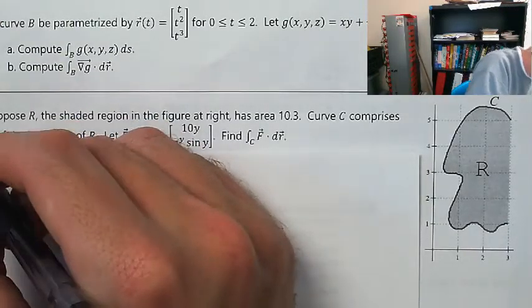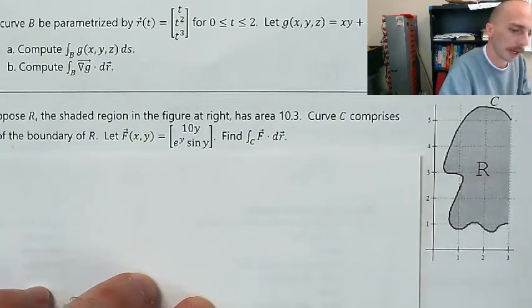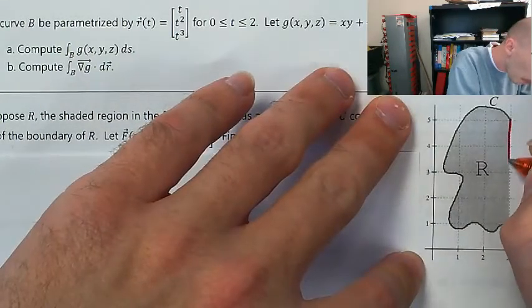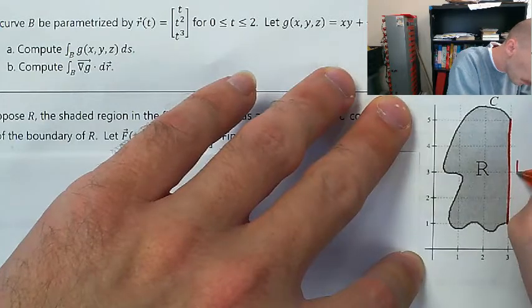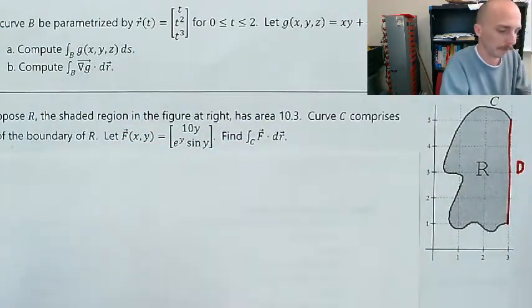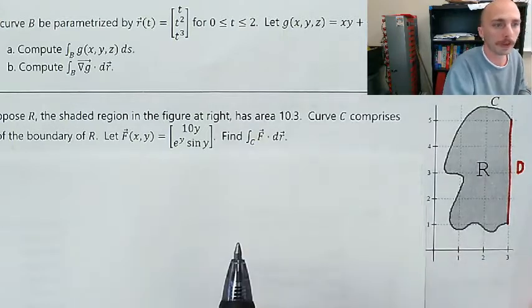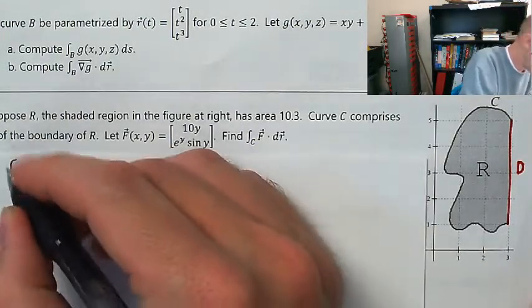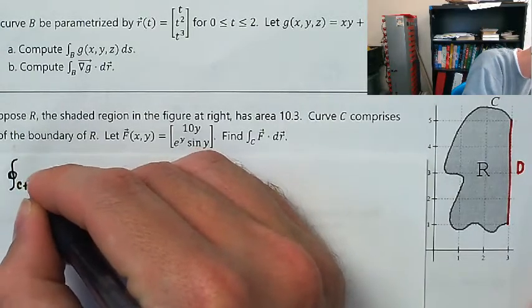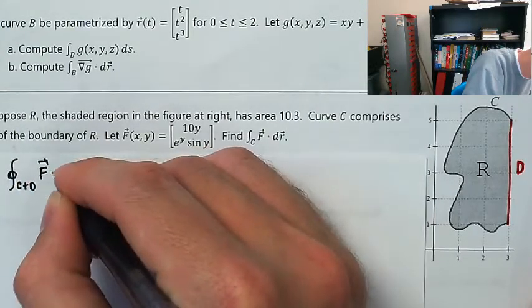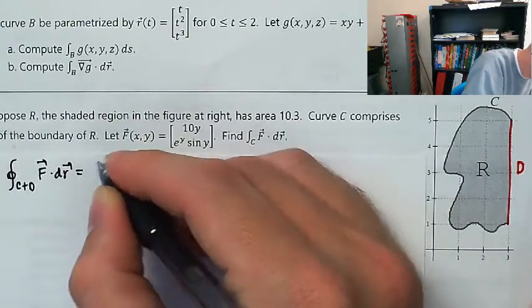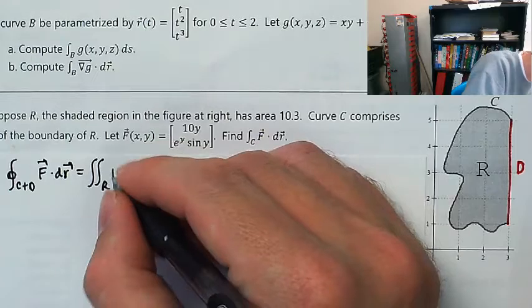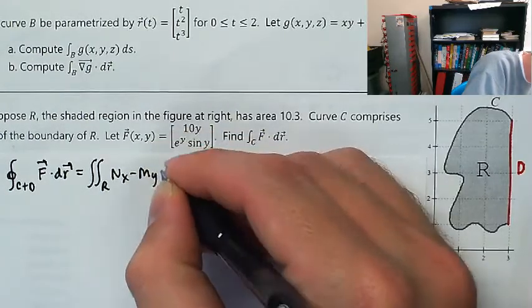this integral, oh, maybe I forgot, this is not a completely closed loop, so I need to bring in another piece of curve, and maybe I'll call that D. Okay, so Green's theorem tells us that, I'll just start over here. The integral over the closed loop C plus D of f dr is equal to the double integral over the enclosed region, that's R, of Nx minus My dA.